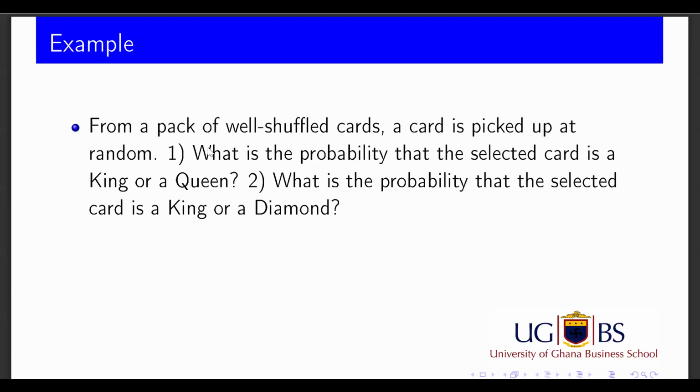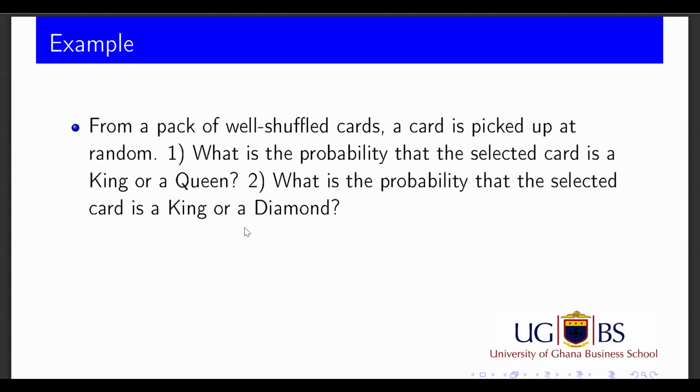So, the probability of a king and a diamond is 1 over 52. The final answer is... No, it can't be 1 over 4. It's 4 over 13. Okay.